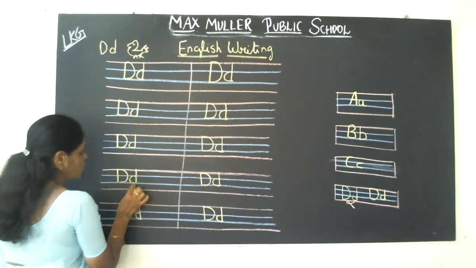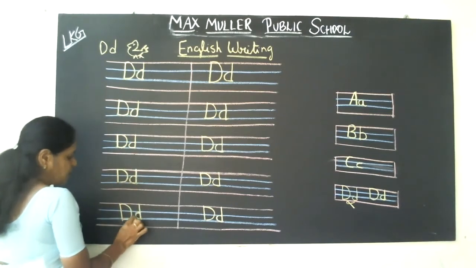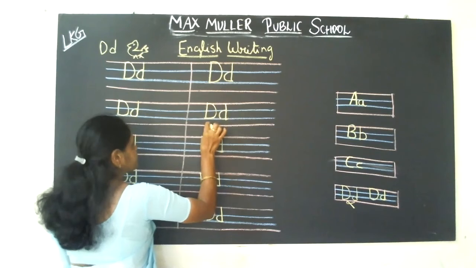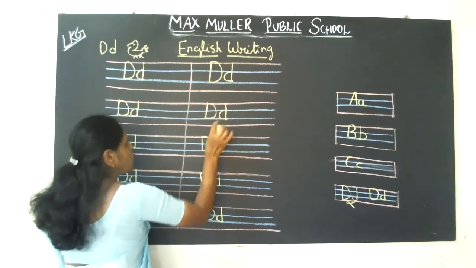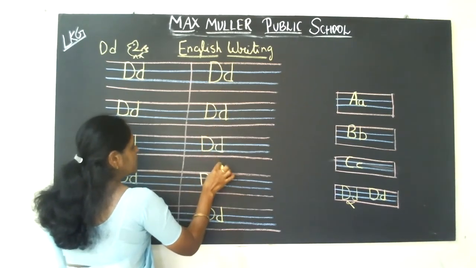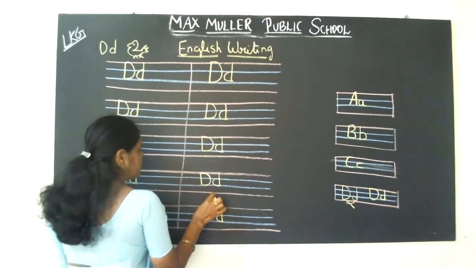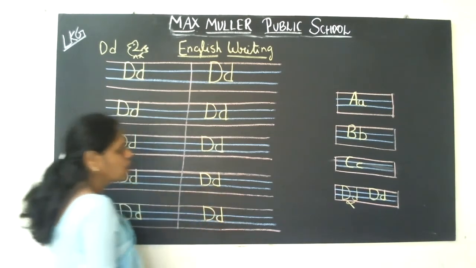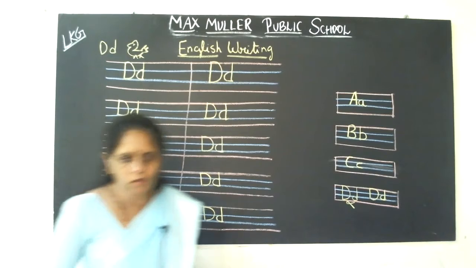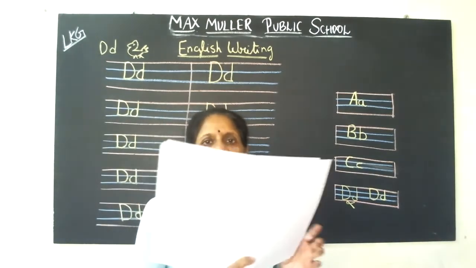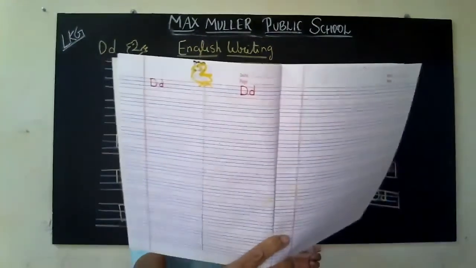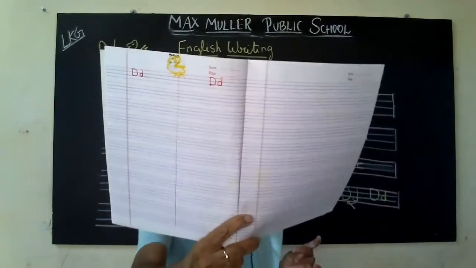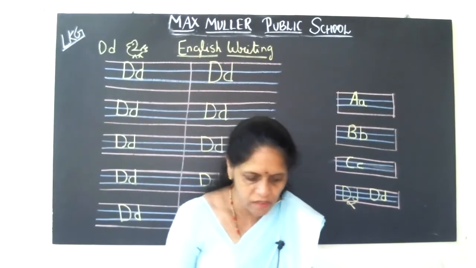Capital D, small d. Okay, children, this is the homework for you. Can you see this book, red and blue lines? Yes, this is one time in classwork and one time in homework. Okay, so next you're going to learn English oral.